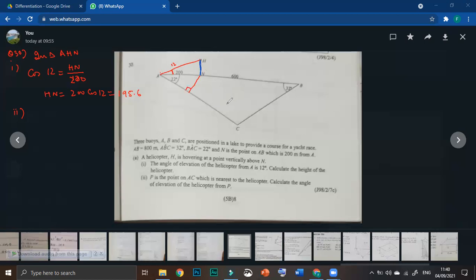Now, this P point is nearest to the helicopter. Okay. Now I will elaborate on this one with another example.